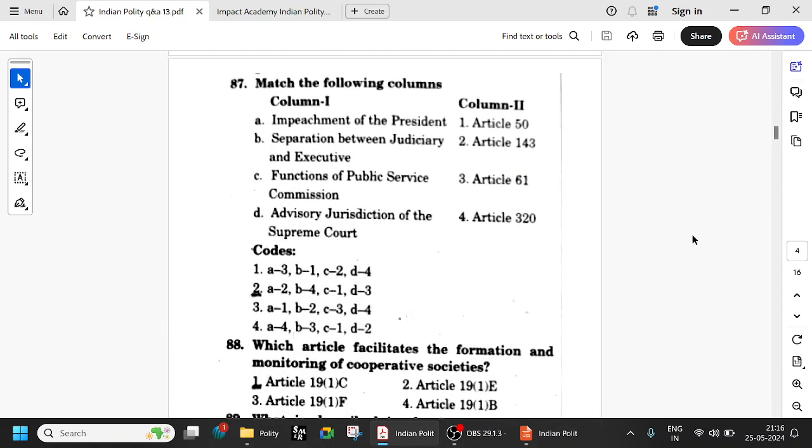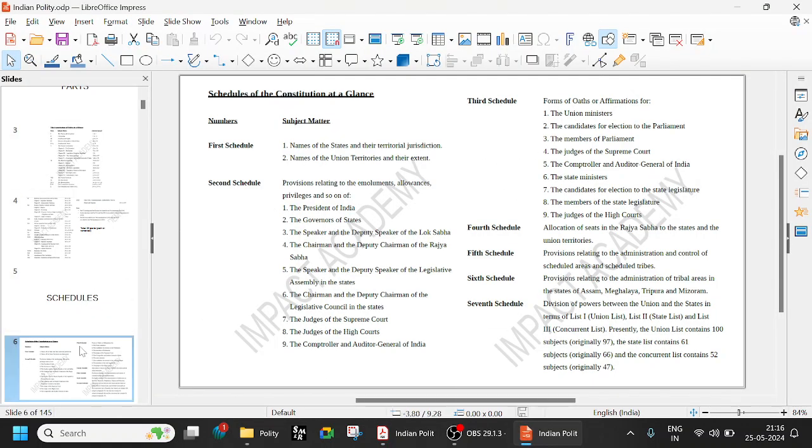So match the following. Impeachment of president. So president starts at 52, right? Which is near 61, so it would be 61. So that's why I said remember these articles.